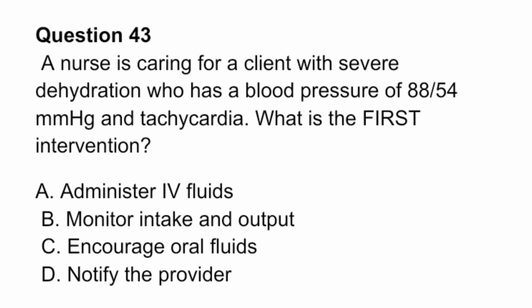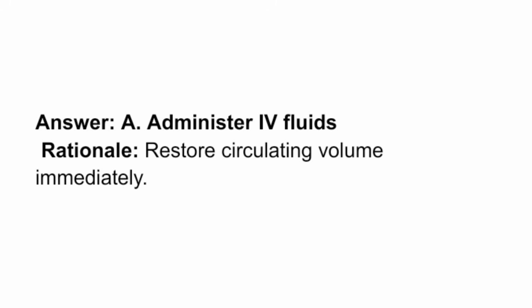Question 43. A nurse is caring for a client with severe dehydration who has a blood pressure of 88/54 mm of mercury and tachycardia. What is the first intervention? A. Administer IV fluids. B. Monitor intake and output. C. Encourage oral fluids. D. Notify the provider. Answer: A. Administer IV fluids. Rationale: restore circulating volume immediately.